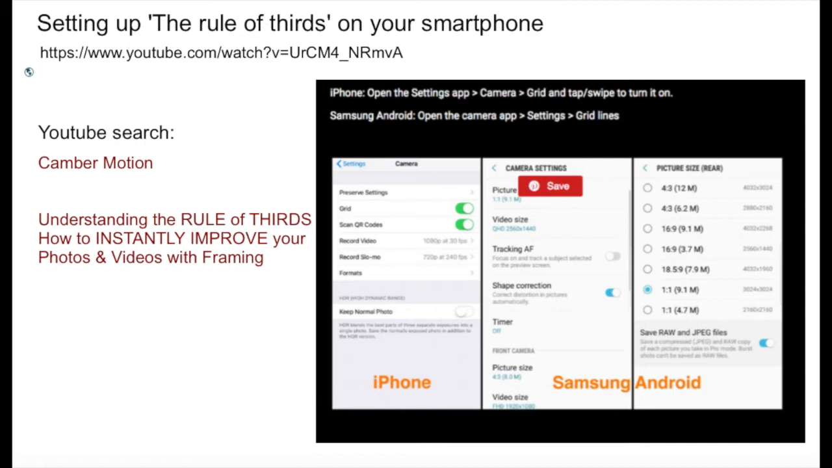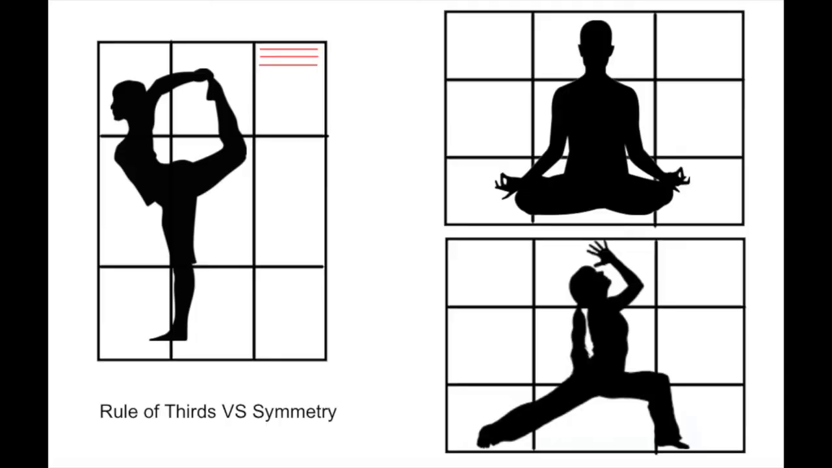I've just put it up here for you. If you go for an iPhone, you go into the settings app, and then you go to camera, and then you go to grid, and then tap or swipe to turn it on. And then for Samsung, Android, or whatever Android phone you have, because it's pretty much always the same OS, open the camera app, settings, and grid lines, and this will give you the rule of thirds, and it should look a little bit like this.